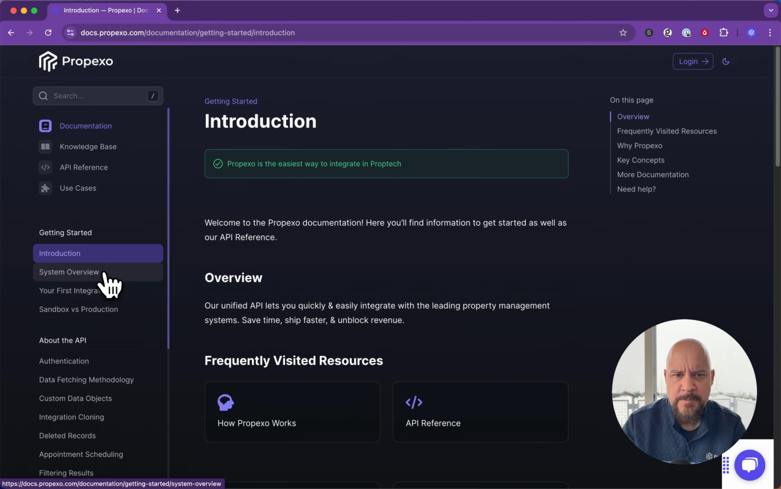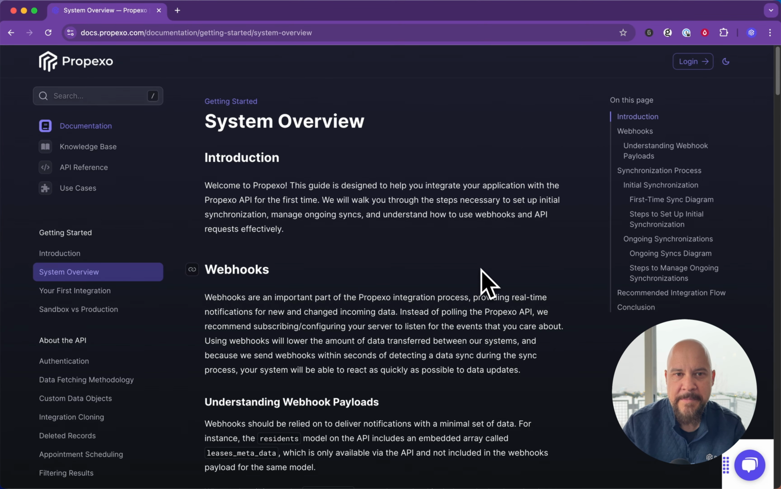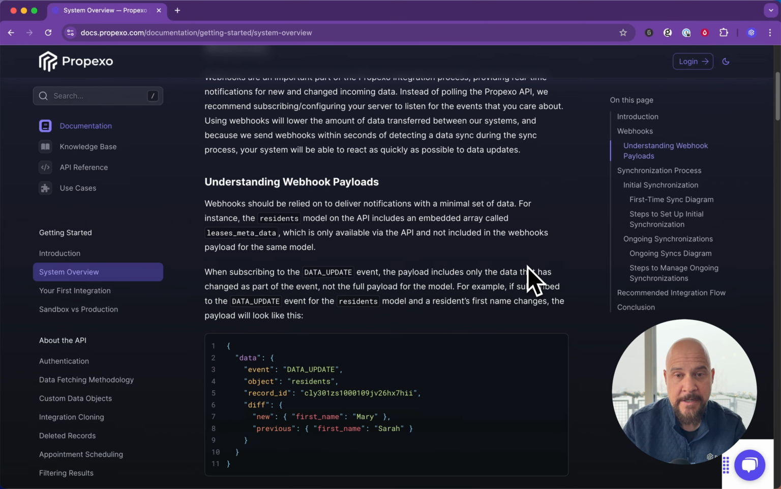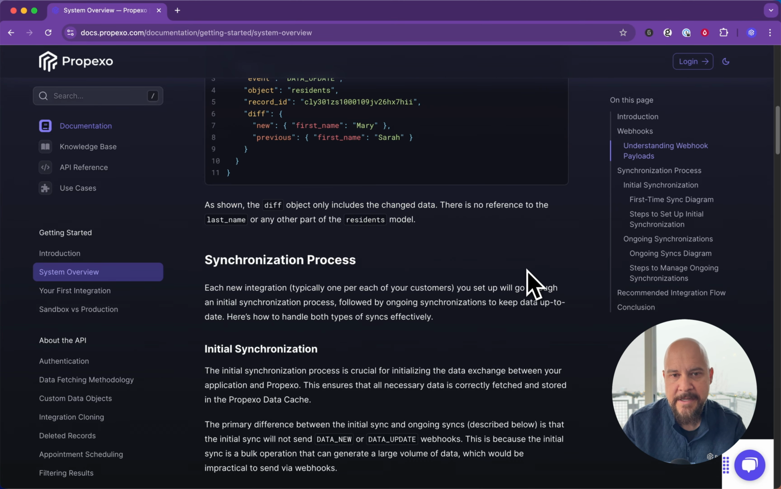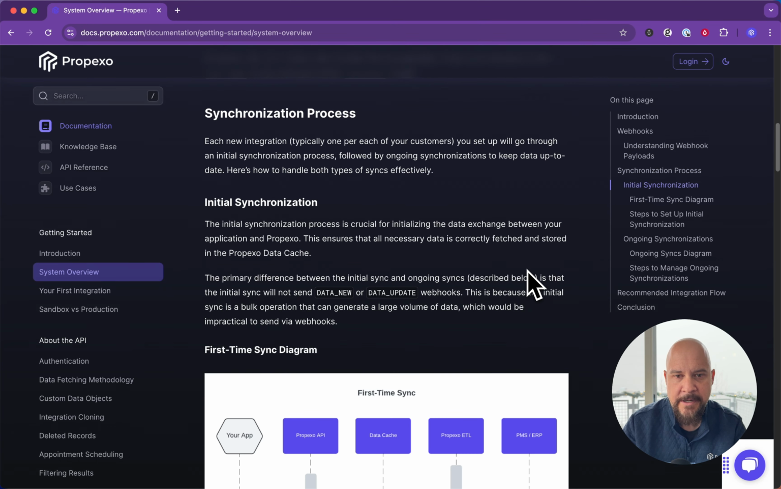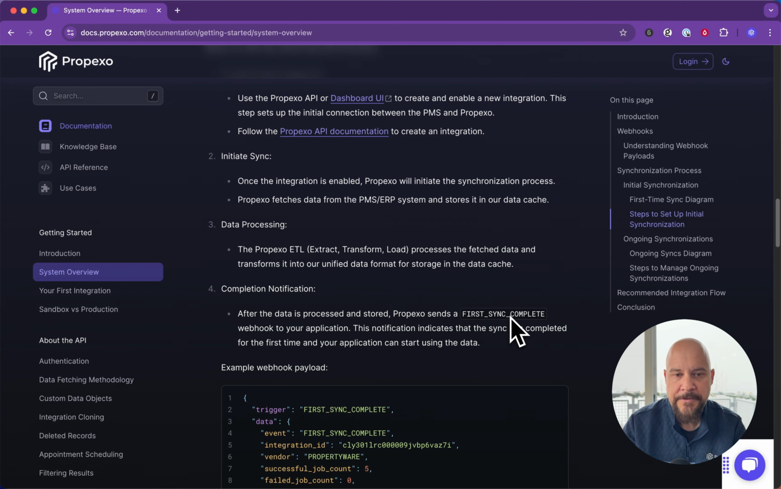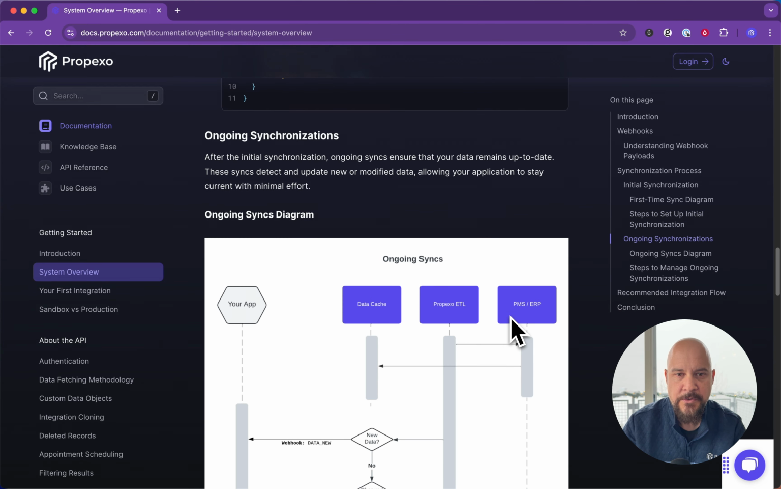Here, there's a system overview. This is something that I recommend to all of our early customers to kind of get an idea for how to build your system around Propexo. And to do that, you'll need a good idea for how Propexo is designed and how we operate as an asynchronous distributed ETL. So we have some designs and some other things in here that'll be helpful for you to know as you're architecting your system.